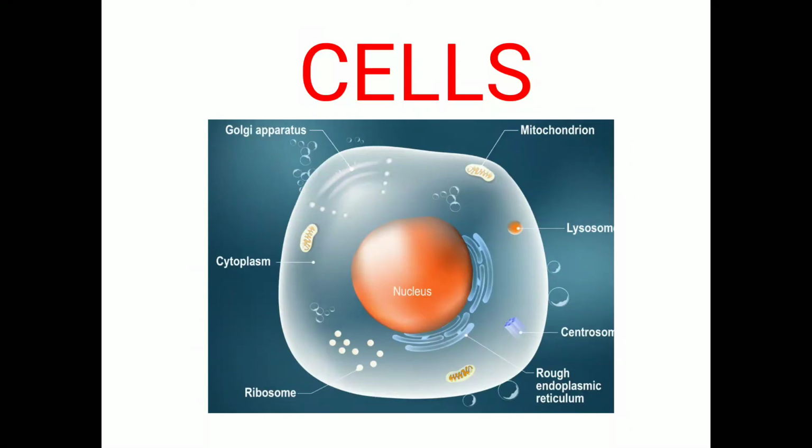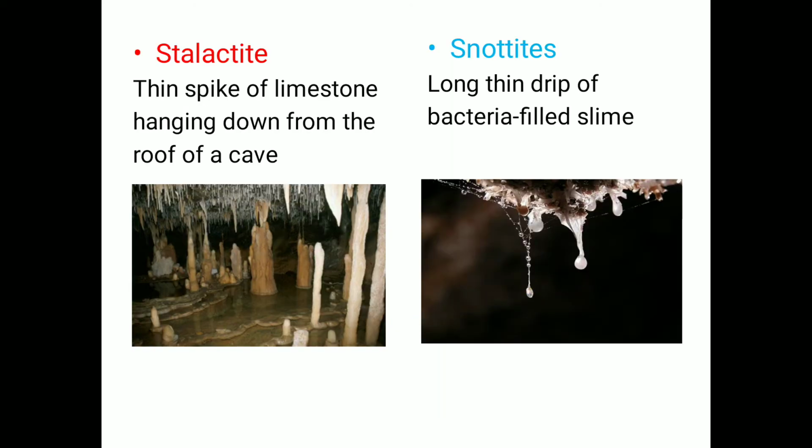Today we will talk about cells. Before starting, let's know the difference between these two terms, stalactite and snowtites. A stalactite is a long, thin spike of limestone hanging down from the roof of a cave, while a snowtite is a long, thin drip of bacteria-filled slime.